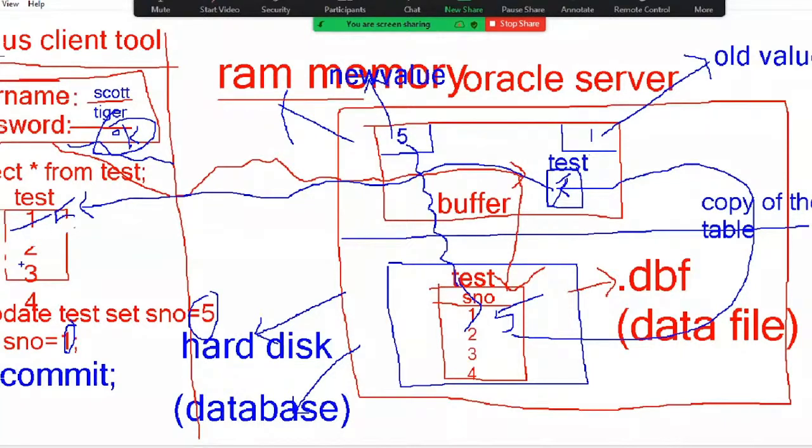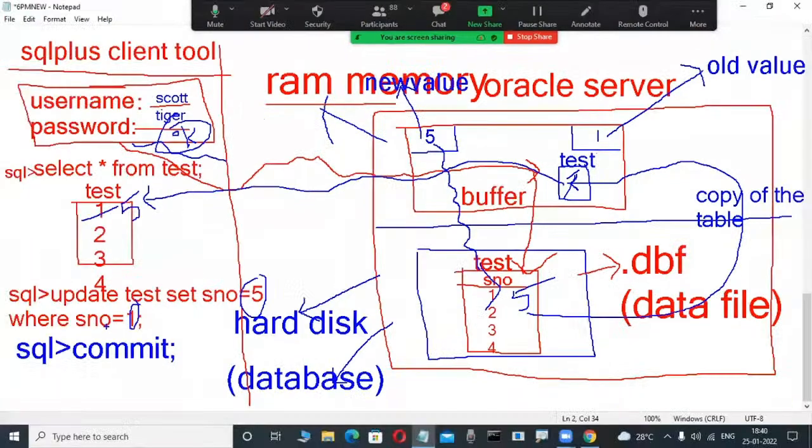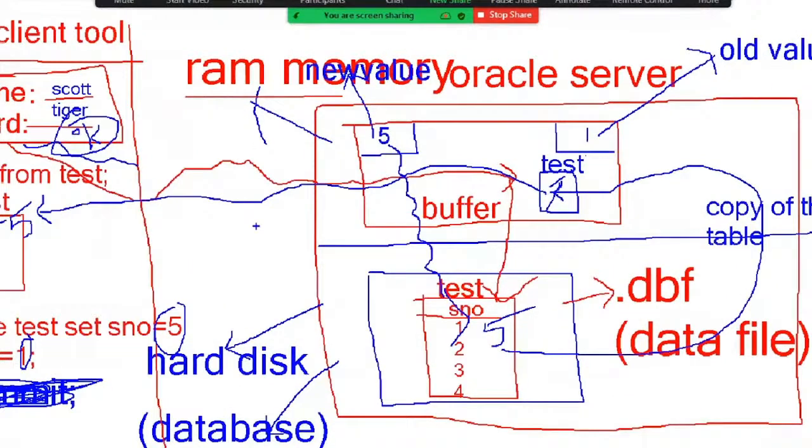Now, I don't want to save this one. Practically, I'm showing. Just observe it here. I don't want to save. For example, I don't want to commit. Now here again, 1 is changed into 5 in this example.